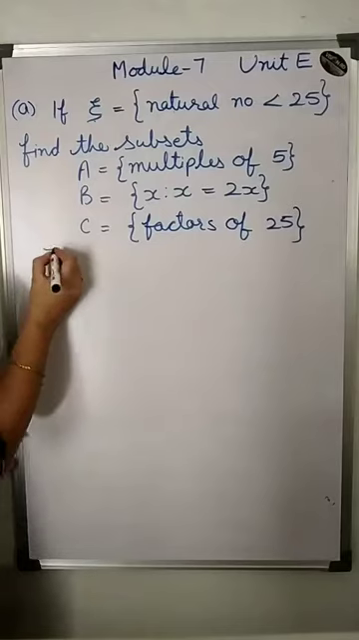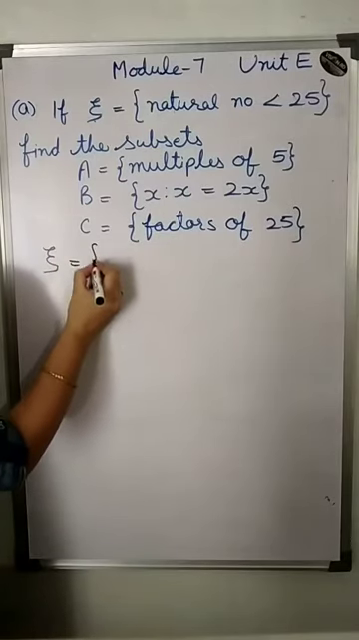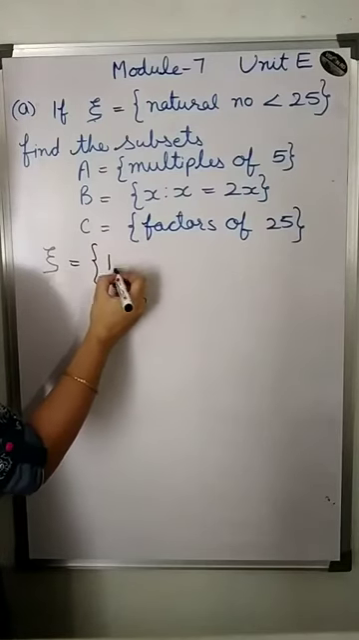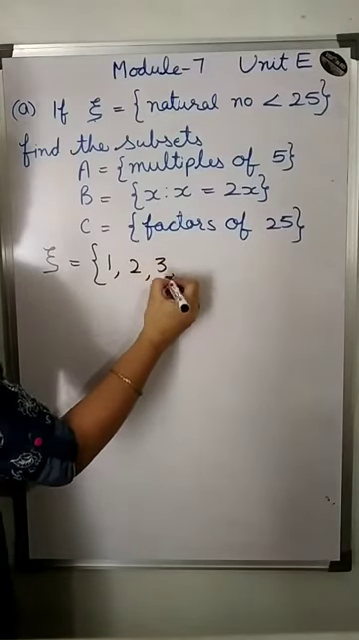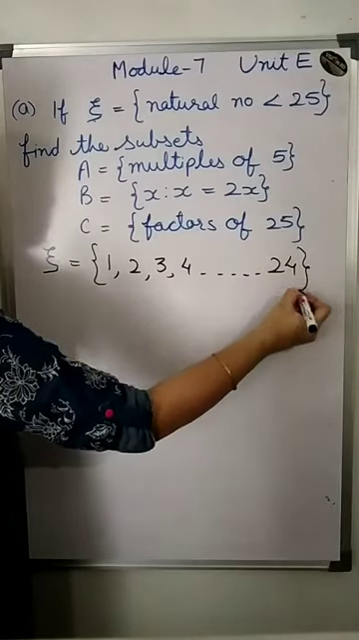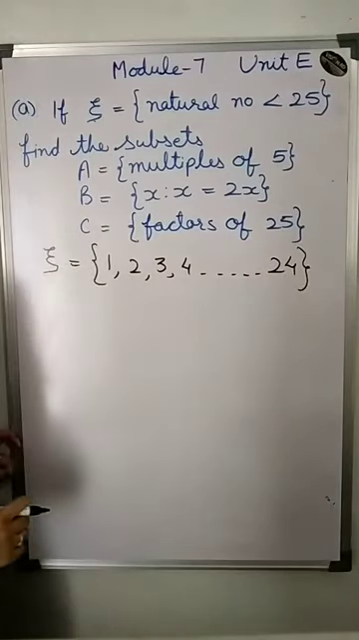First we calculate the universal set. Universal set means these contain natural numbers less than 25. So natural numbers start from 1, 2, 3, 4 and so on till 24. Less than 25 is written here, so here I have written 24.